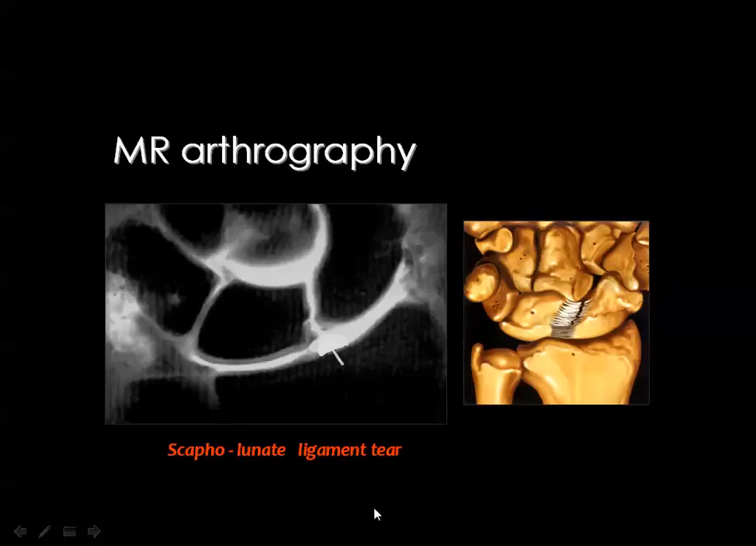Injuries of the scapholunate ligament are important. This ligament is usually injured at its mid portion, and you can appreciate this ligamentous injury better if you have MR arthrography of the wrist. This is the scaphoid, this is the lunate, and the scapholunate ligament is torn at its middle part.